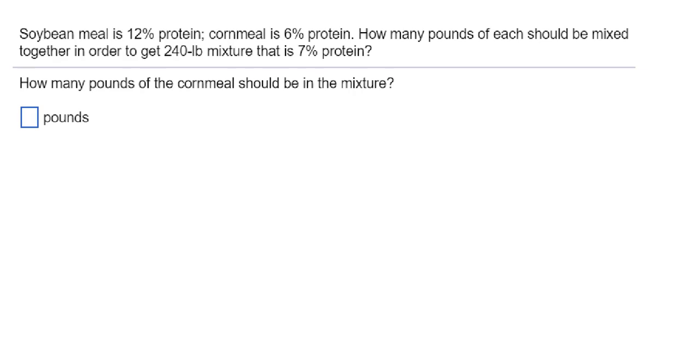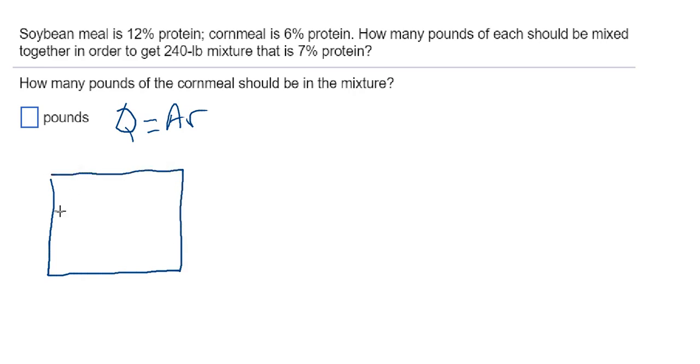Cornmeal is 6% protein. How many pounds of each should be mixed together in order to get a 240-pound mixture that is 7% protein? All right. So it's a mixture problem. This is like the first example that we did at the beginning of this lesson. And the formula we talked about for that was Q equals A times R. And so we'll make a table, and whenever you have a mixture problem, you need to have 3 rows for that. So we'll have 1, 2, and 3 rows, right?